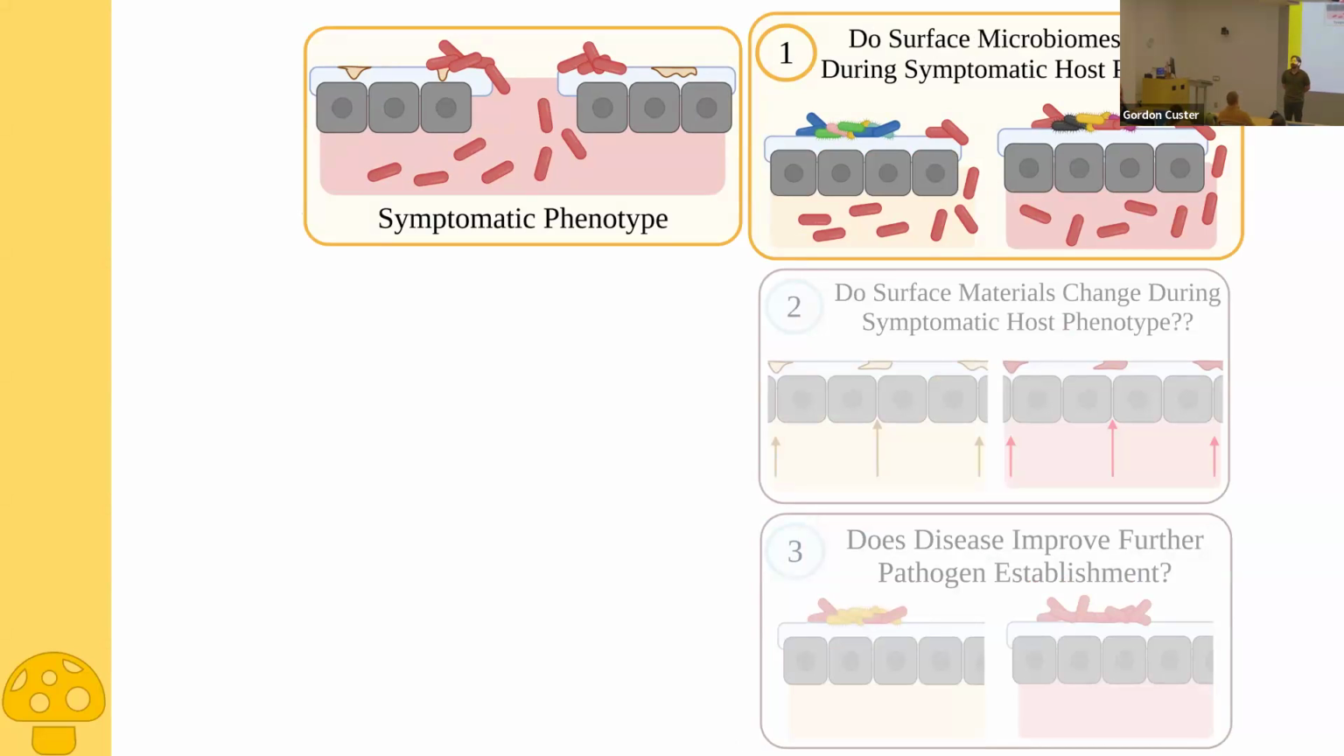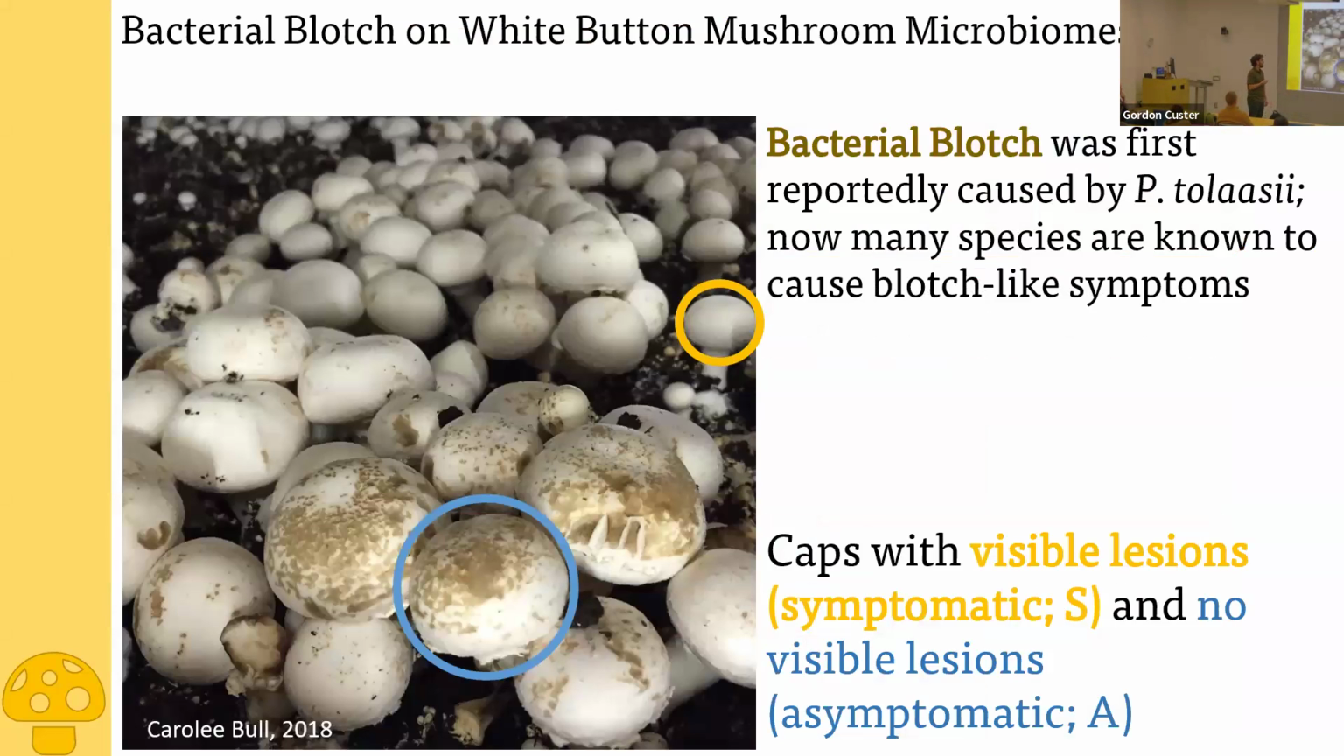So one way to investigate this that I was really excited about was through the bacterial blotch Agaricus bisporus system. Agaricus bisporus, you may know it as the white button mushroom. And these white button mushrooms account for about 85% of all fresh market mushrooms that are sold in the United States. That's a $1.2 billion industry.